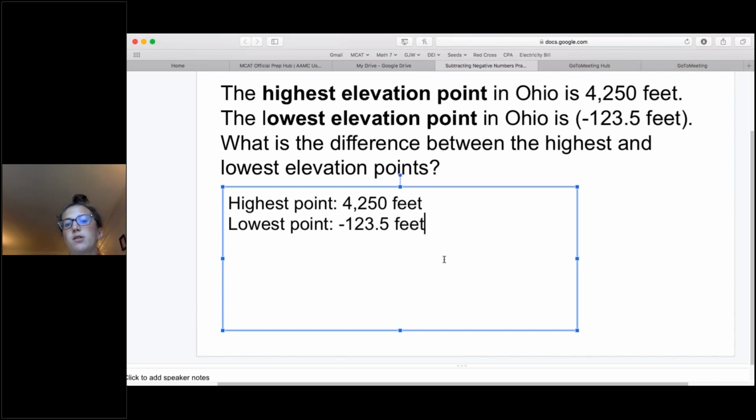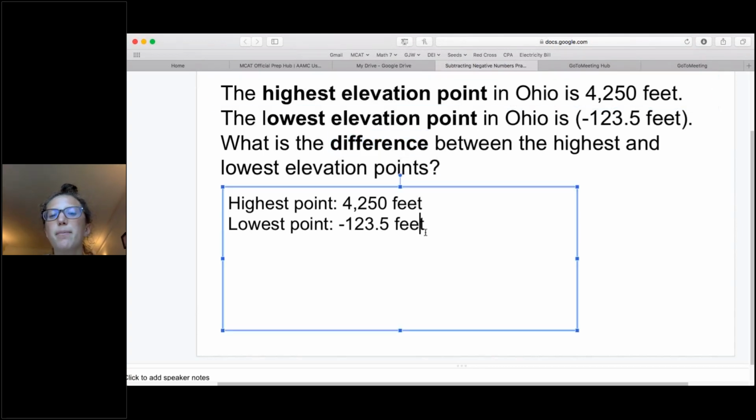but I need to know what to do with them. Am I going to add them? Am I going to subtract them? What am I going to do with them? So I'm going to go practice question. What are you trying to find out in this question? To see the difference between the highest and lowest points. The difference. The difference between them. What does that mean, like in your own words? The difference is one is negative and one is positive.